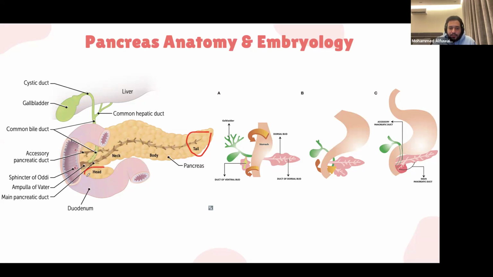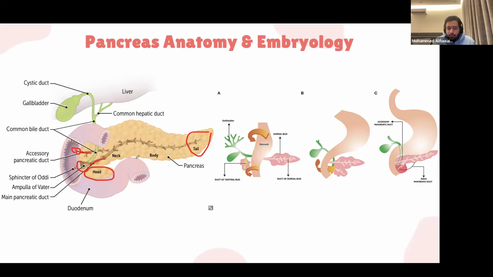This part of the head is also called the uncinate process. Not too important to remember, but anyways, you have two ducts of the pancreas. You have the main pancreatic duct, and then you have the accessory or minor pancreatic duct. The accessory will drain into the minor papilla, not too important again. Then you have the sphincter of Oddi.